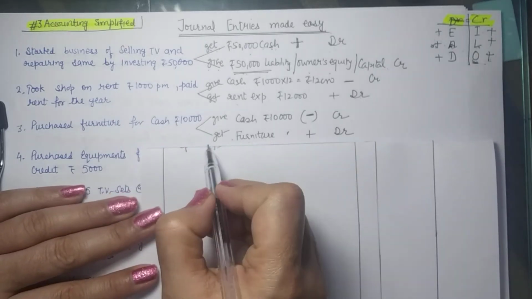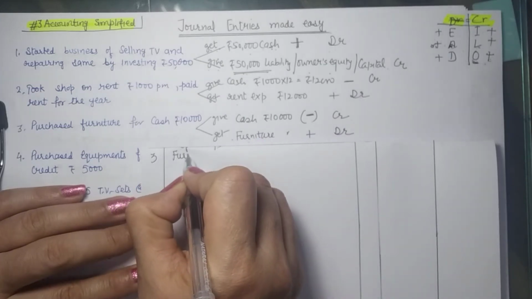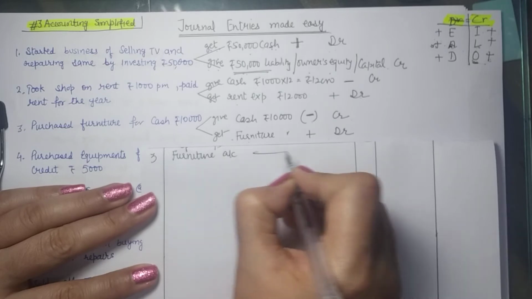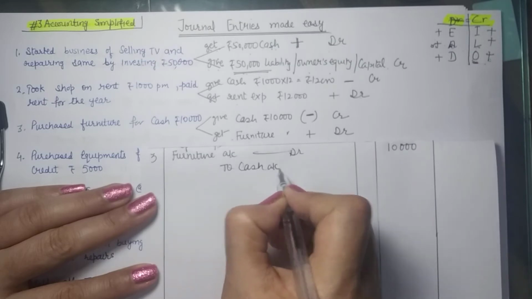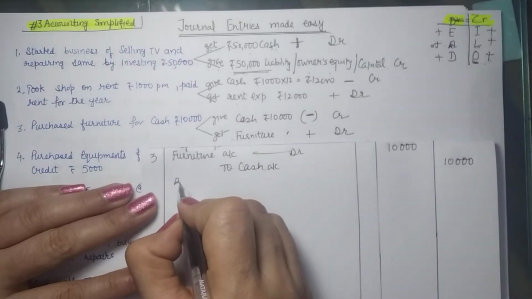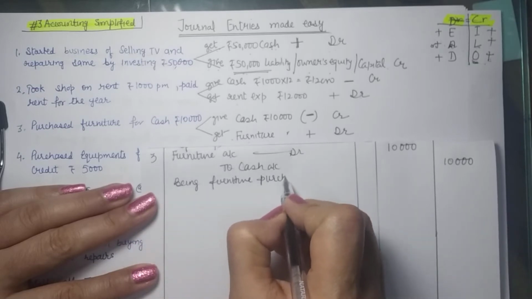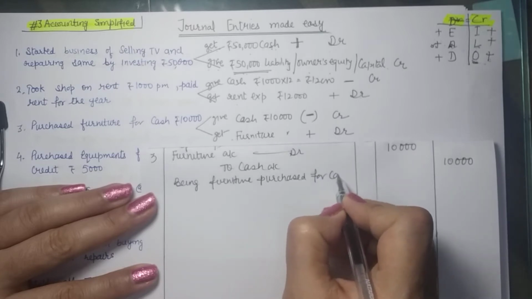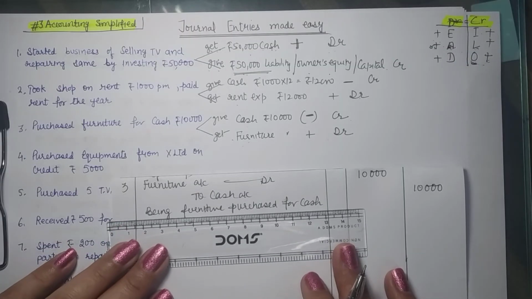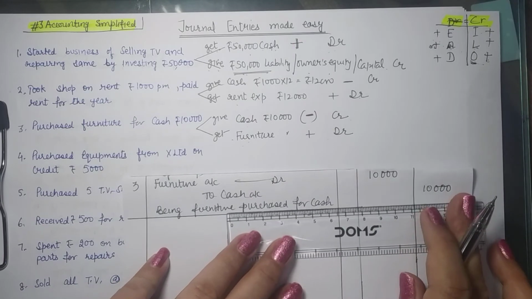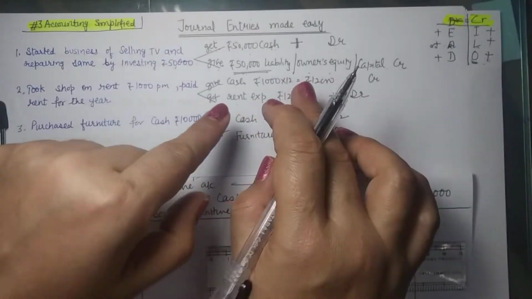So your journal entry now is: you got furniture. So first we write the debits. So furniture account debit 10,000 to cash account 10,000, being furniture purchased for cash. All right. So you analyzed it and you wrote the transaction. Now what you see in your classes or in the books is just this. You have a transaction, you get an entry. So this background story must be understood.